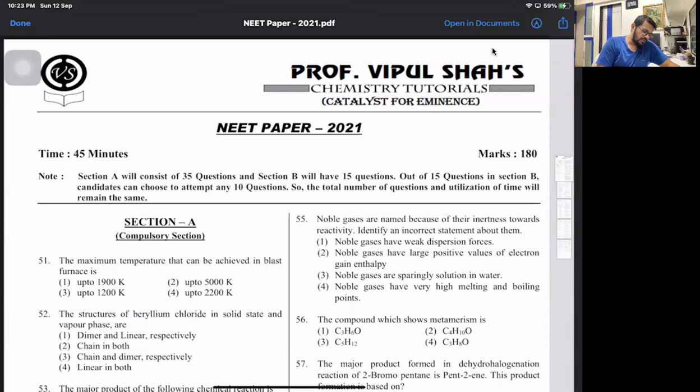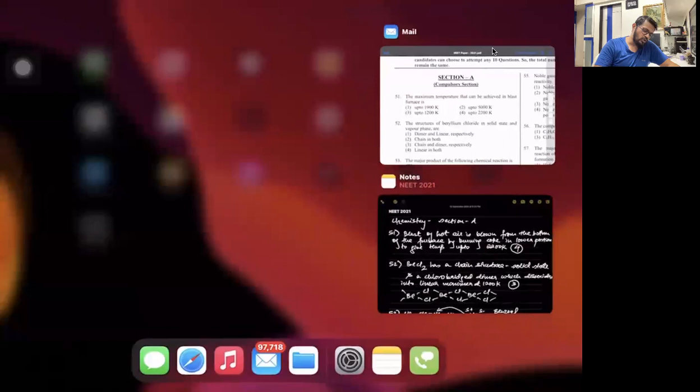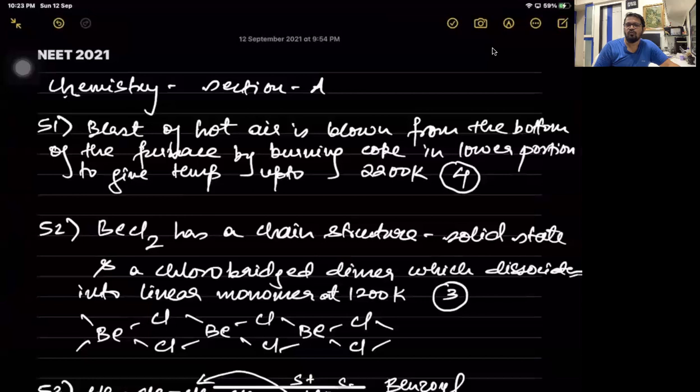The maximum temperature that can be achieved in a blast furnace is, now when you're talking about a blast furnace, we say a blast of hot air is blown from the bottom of the furnace in the lower portion to give a temperature up to 2200 Kelvin. That's nothing but option 4 over there.